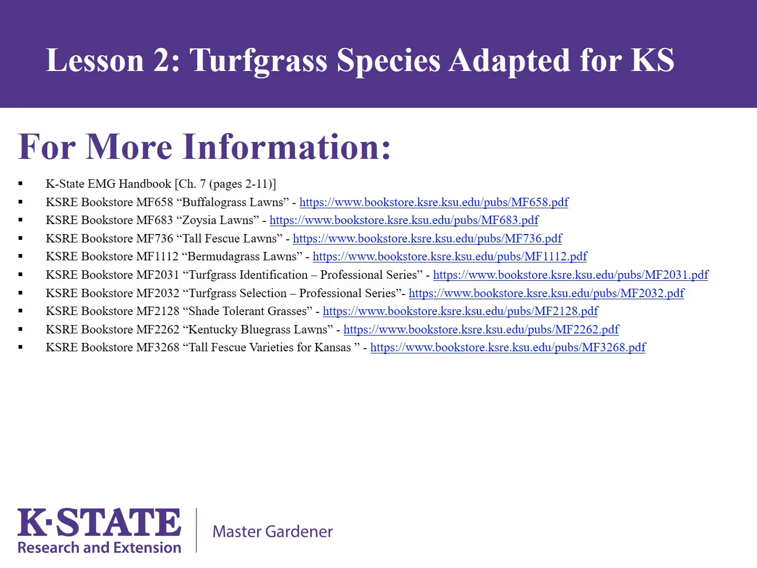Now here you can see the resources and the publications. And that concludes the turfgrass species that are adapted for Kansas and some morphology and identifying characteristics. Moving on, we will talk about mowing turfgrasses, cultivating turfgrasses, and other aspects of just managing turfgrass in the landscape. Thank you.